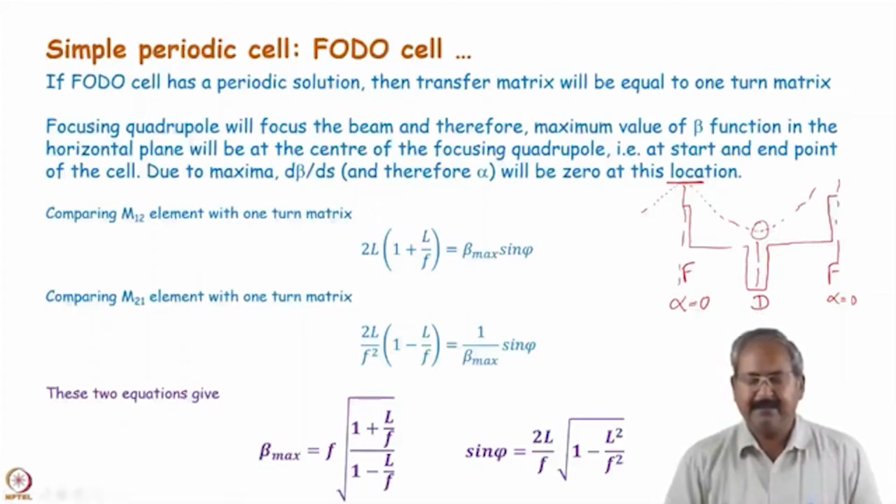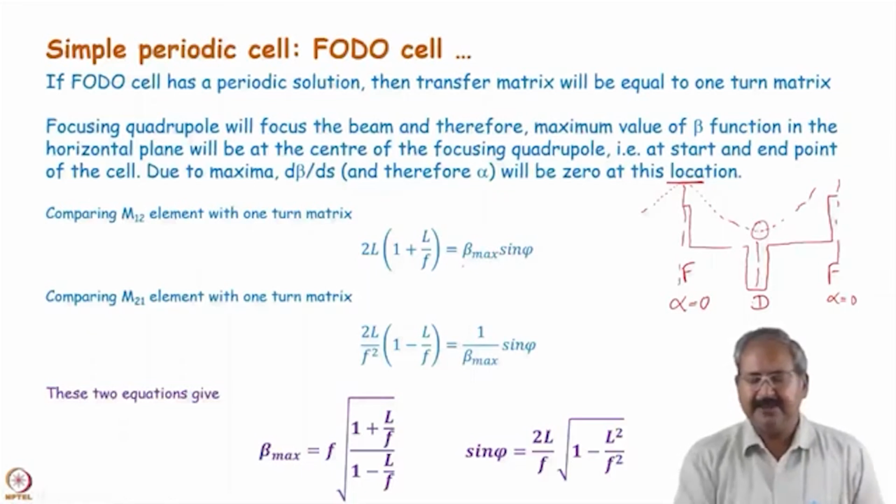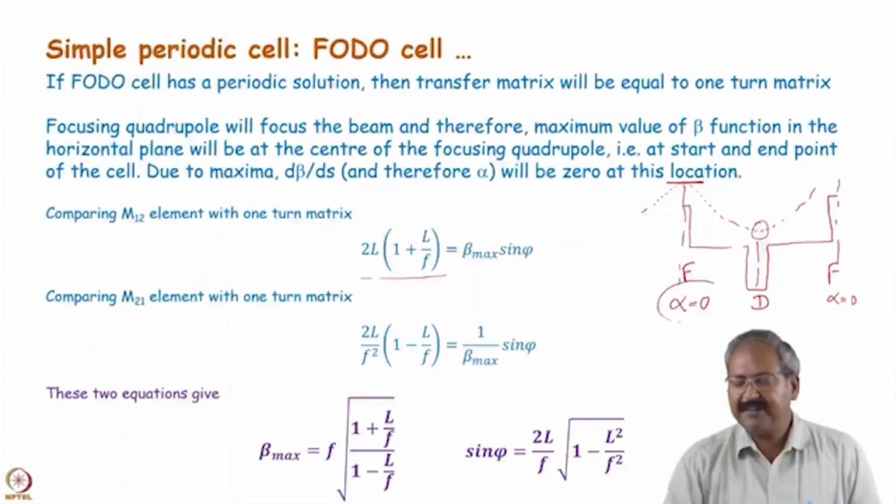So now if we compare element by element, so beta sin phi will be 2L(1 plus L by f), and because here alpha is 0, and we know that gamma is equal to 1 plus alpha square by beta, alpha is 0, so gamma will be 1 by beta.